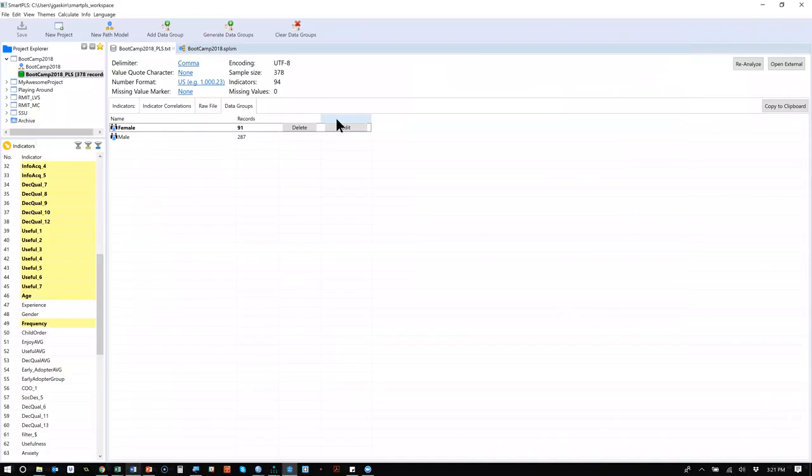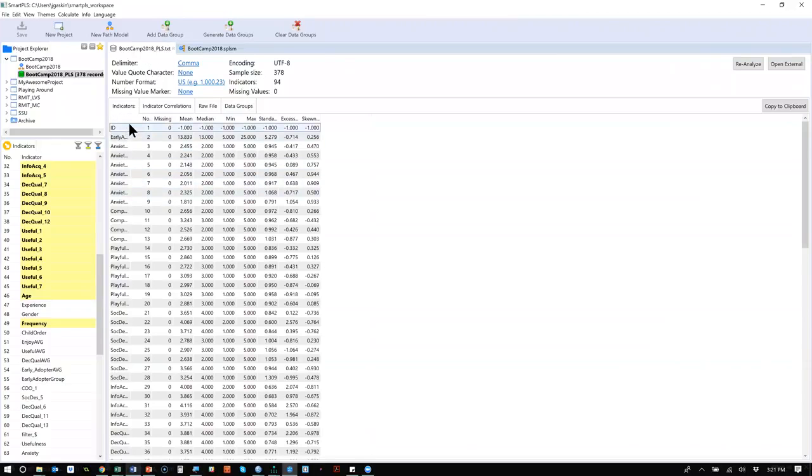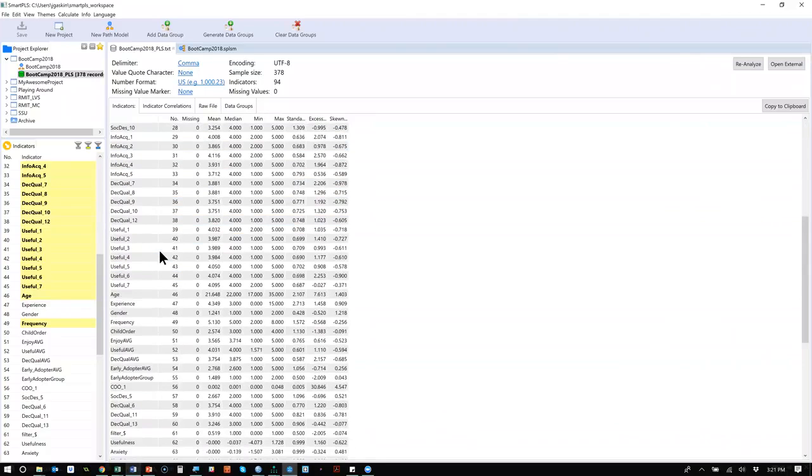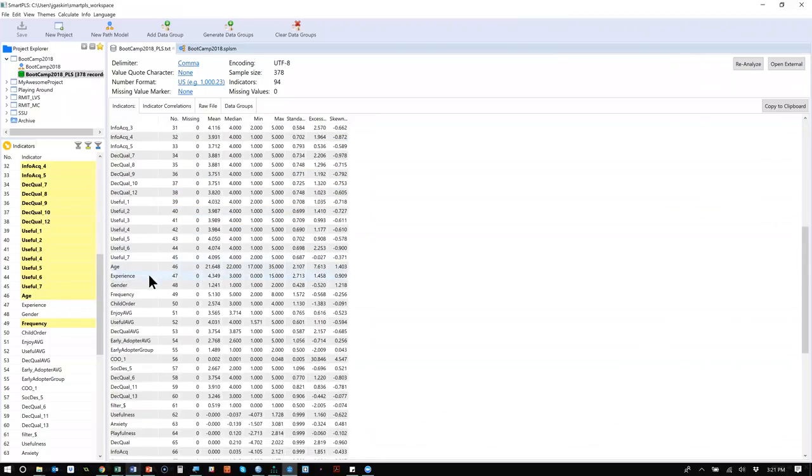Okay. But something super cool, check this out. If you want to add a group that's not categorical, you need to split your data along something like, let me show you. Here are the indicators. What if I wanted to create something for these early adopters or for frequency or experience? We had experience as an interaction, but what about as a multi-group? Or experience, the mean and median are 4.3 and 3. I'll use 3 as the split.